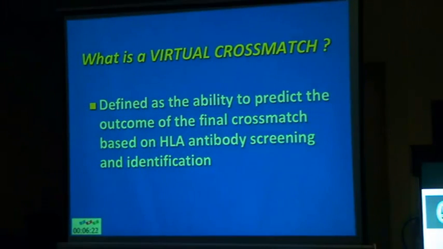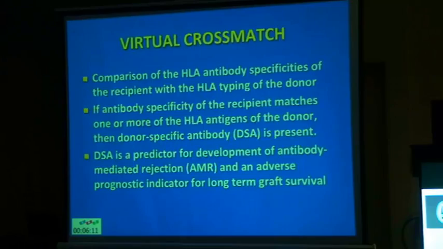What is virtual cross-match or donor-specific antibody? It is defined as the ability to predict the outcome of the final cross-match based on HLA antibody screening and identification. It is a comparison of the HLA antibody specificities of the recipient with the HLA typing of the donor. If the antibody specificity of the recipient matches one or more of the HLA antigens of the donor, then donor-specific antibody is present. Donor-specific antibody is a predictor for development of antibody-mediated rejection and an adverse prognostic indicator for long-term graft survival.